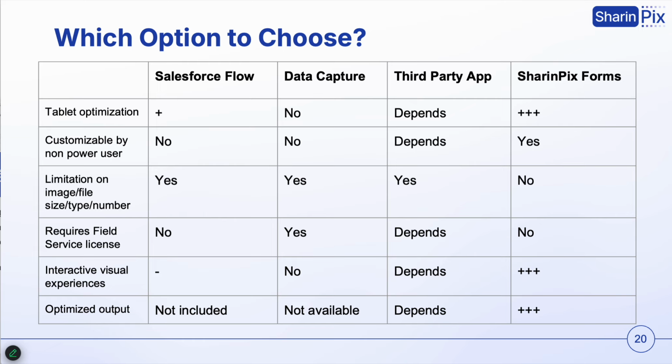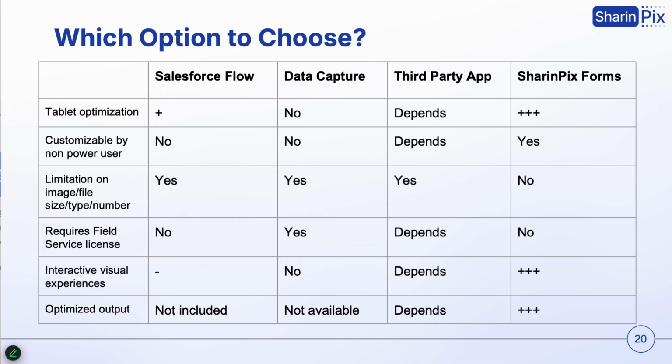So time to make a choice. What do you guys think? You will have to choose depending on what you want to do. I mean, Salesforce Flow, Data Capture, third-party apps, and SharinPix forms are all good in different ways. But when you talk about only field data collection, Salesforce Flow most of the time is not very optimized for tablets. Even if you can do a few things, they have enhanced that, but it's not perfect. It's absolutely not customizable by a non-admin, and it doesn't have any optimized output, such as a PDF that's going to be generated. It's extra work to do.